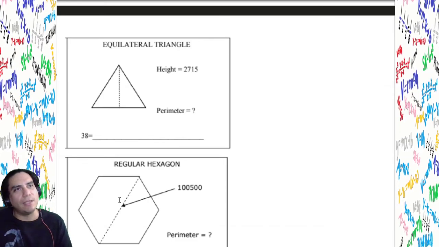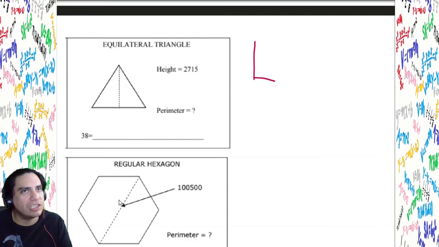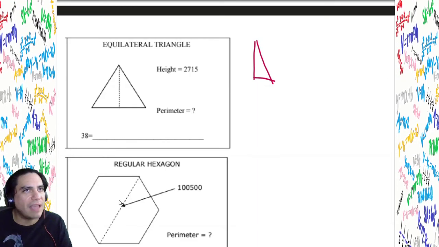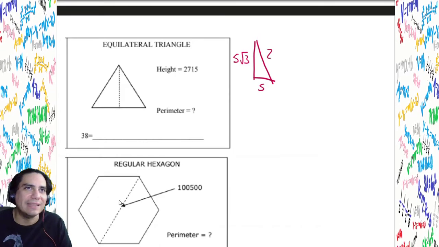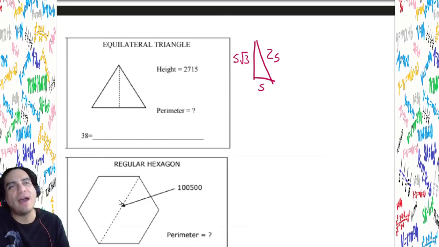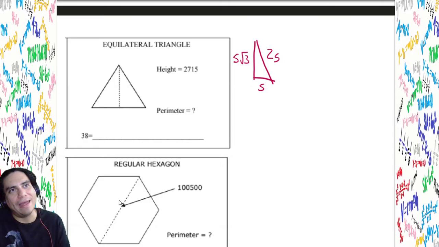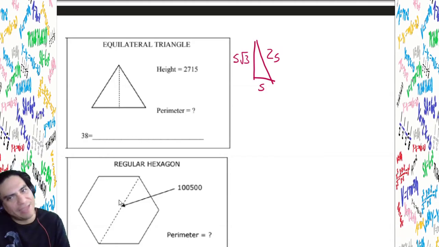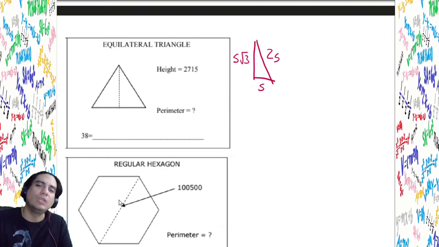Well, let's get this height out of the way. Again, you know what I would have done? We got that 30-60-90 right there. Remember, this side is the side times the square root of 3. This is the side, and this is 2 sides. So I would have gotten the height, 27.15, and 3 square root, divide, to get my smallest leg. And then I hit 2, multiply, and I end up with the side. Multiply that by 3. We got the perimeter. We call it a day.